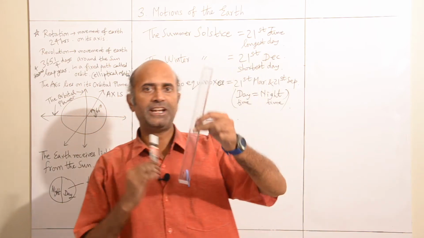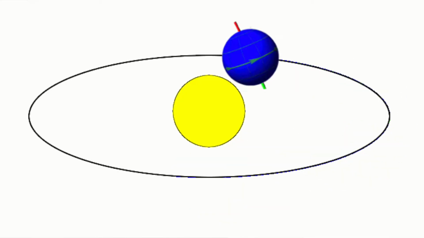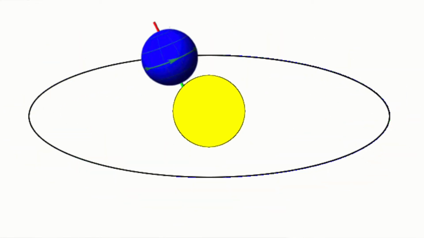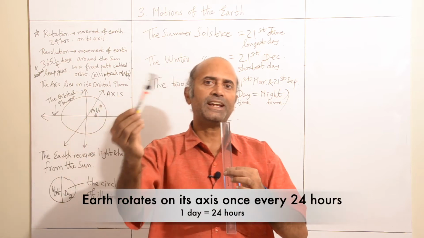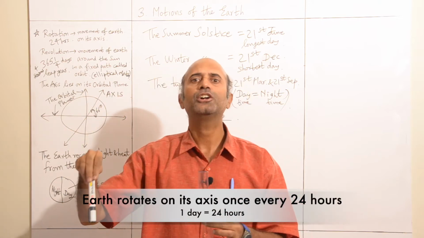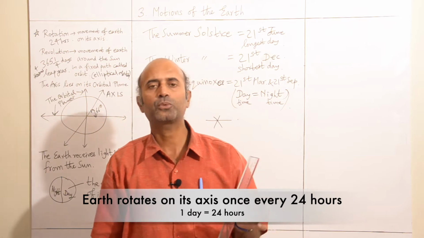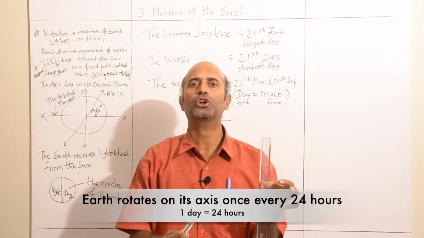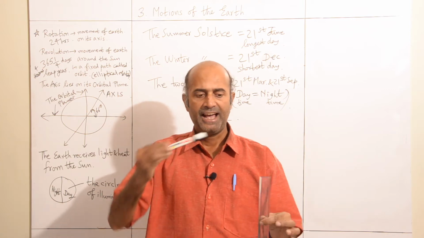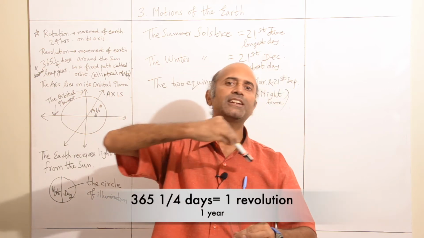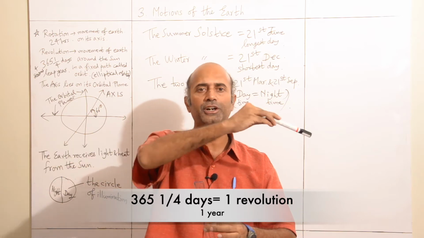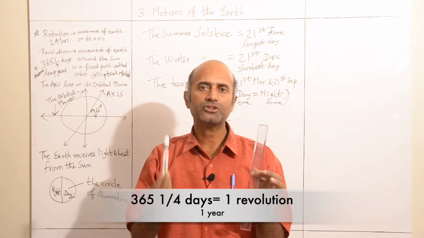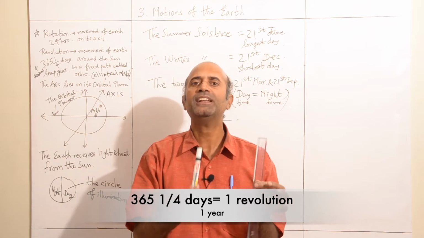Now, apart from rotation, imagine the sun is over here, the earth is rotating and revolving around the sun. The earth rotates on its axis once every 24 hours. That's why it's known as one day. So one earth day is equal to 24 hours. And it takes 365 1/4 days for the earth to complete one revolution around the sun. So that's why it is known as one earth year.